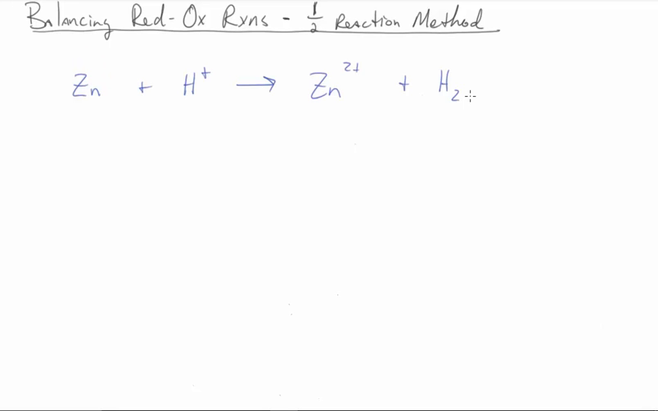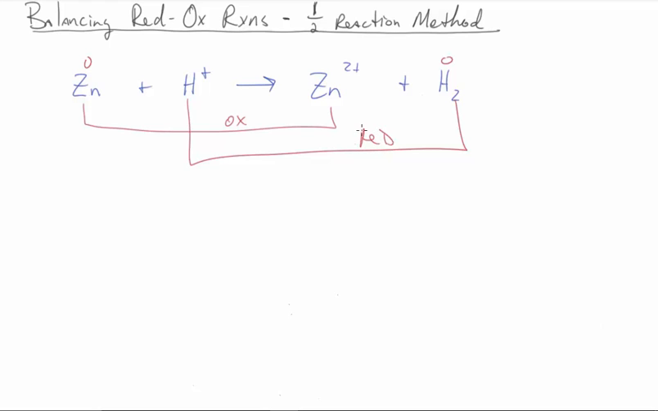Okay, so there's my first reaction. It's going to be a simple one here to get started. So let's take a look. The first thing, again, I want to assign my oxidation numbers. That's 0, that one's +1, that one's +2, and that one's 0. So that's pretty simple. I'm looking at zinc. This is my oxidation. My hydrogen is my reduction.